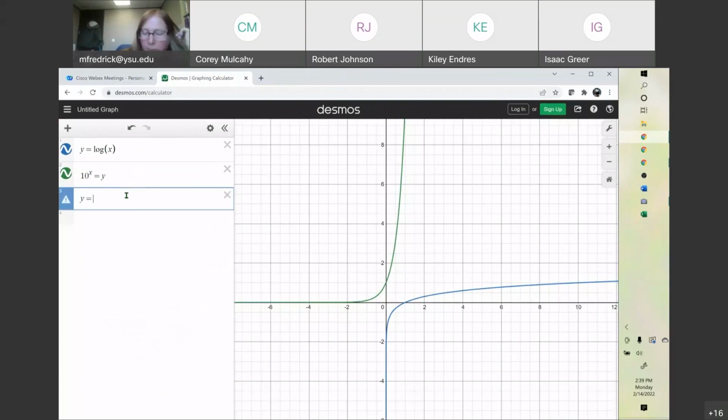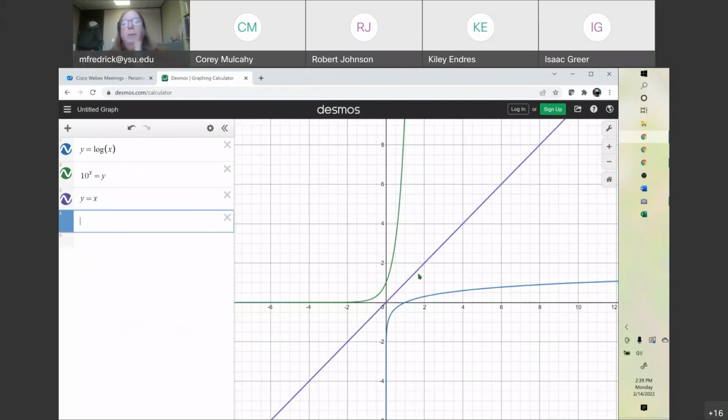Y equals x. They reflect across the diagonal. That means they're inverses. So whenever you're finding the inverse of a function, if you graph both of them, they should reflect across it. Any questions so far?